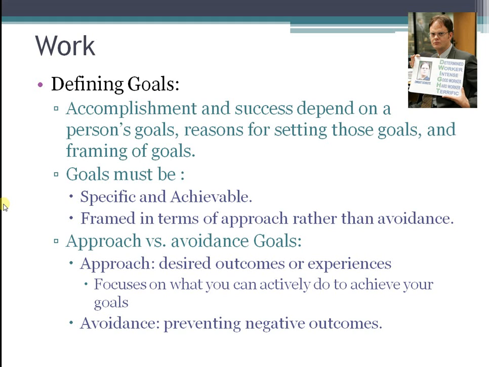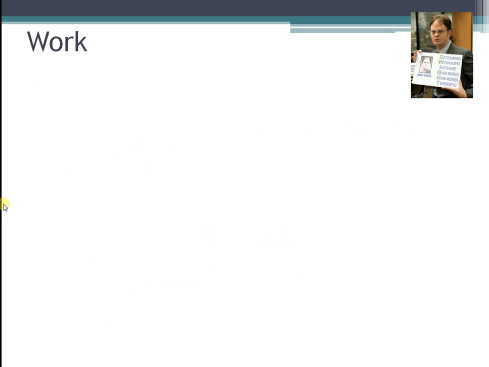So the idea behind this is that approach is when we have desired outcomes or experiences, when our motivation is based on achieving something because of something that we want. We want to get an A, we want to do well in class, we want to go to graduate school, we want to impress our boss at work, for example. Versus avoidance goals, where we want to avoid punishment, we want to avoid getting an F, we want to avoid other people looking down upon us or something like that. So generally speaking, you're going to be more motivated when you frame these goals in terms of approach as opposed to avoidance.